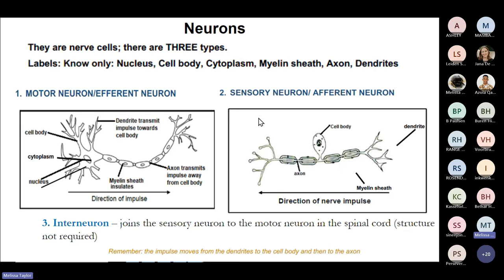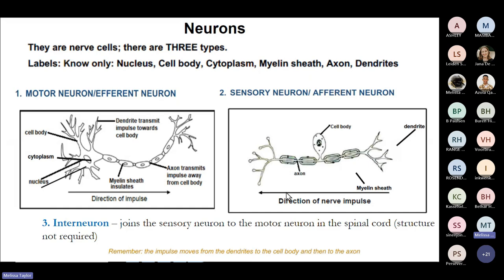Then there are two main types of neurons you need to know: the motor neuron, also called the efferent neuron, and the sensory neuron, also called the afferent neuron. The main difference to look for is this. A motor neuron has lots of dendrites that enter the cell body. A sensory neuron may have a few dendrites on one side, but only one or two entryways into the cell body, and then the axon. So that's what you need to look for in a diagram: lots of individual little dendrites all entering the cell body, or only one entryway from the dendrites into the cell body. This diagram shows you the direction of the nerve impulse, because it always goes dendrite, cell body, axon.